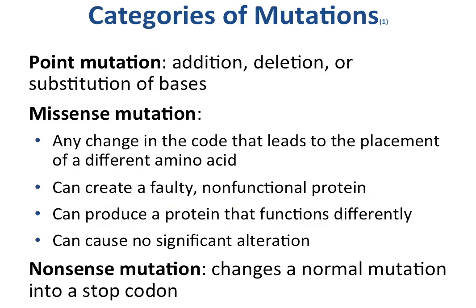Now let's classify the mutation. First is the point mutation. Point mutation means the addition, deletion, or change of a base. Normally this is just one base change. So the missense. The missense means the change of the code actually results in the change of the amino acids.